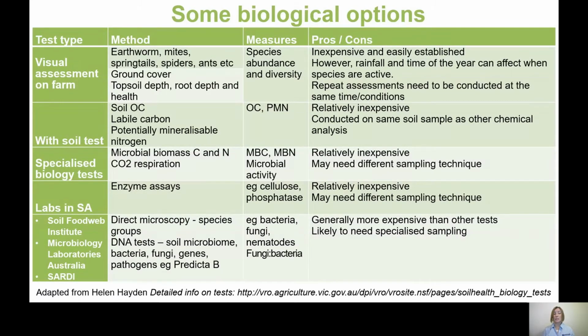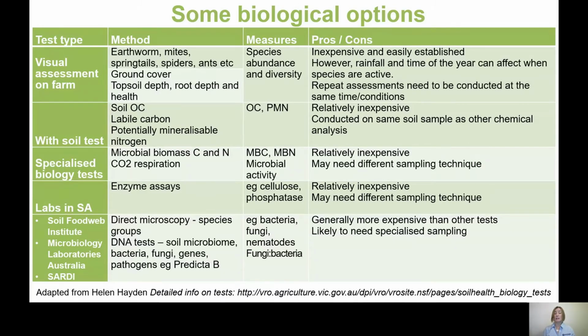Then you move down into some of these specialized biology tests. And here we're looking at getting measures of the first one, the microbial biomass carbon and nitrogen and the carbon dioxide respiration. They will give you a general feel about how much carbon and nitrogen is in the microbial biomass and also the biological activity of your soil. So you get a general overview, but you won't get any detailed information. When you go down to the next step and you're using tests such as enzyme assays, you're looking for more particular functionings that you have in your soil. So you're looking for enzymes that particular groups of microbes use, such as cellulase or phosphatase to break down phosphorus.